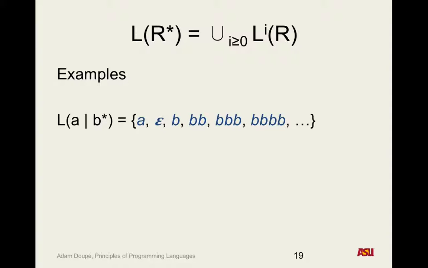So we're going to have A, the string A, which comes from the bar operator, the language described by the regular expression A. And then we have epsilon. And then we have B, BB, BBB, and you keep going. You can always add one more B to any string. So any string that is all Bs is within this set. Everybody see how this set is definitely infinite?